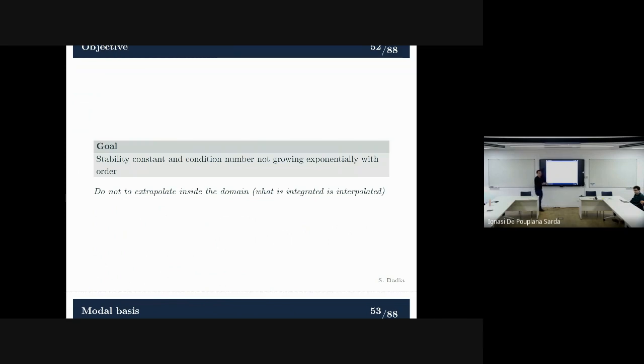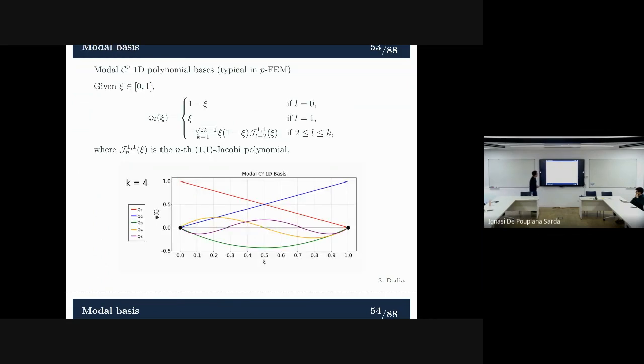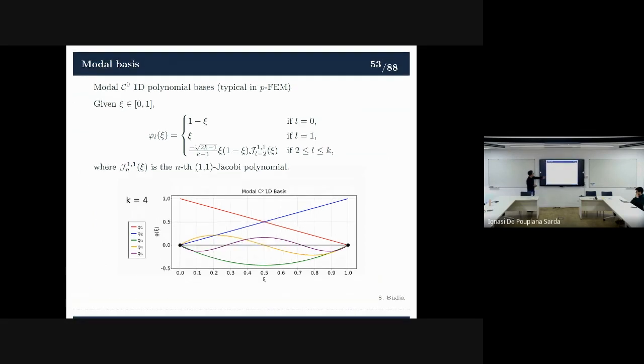Our integrals are always inside. We never integrate outside in our, let's say, ACFEM type of method. So our main motivation here is to not extrapolate inside the domain, because if we start extrapolating, we start playing with these huge numbers, and then we're going to end up with problems. So what we are going to do is we use a model basis.